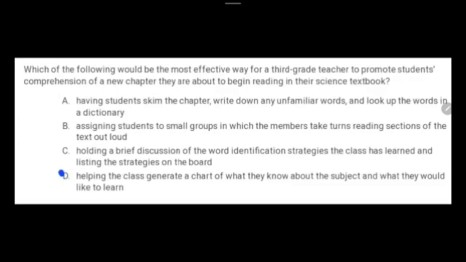Next question: which of the following would be the most effective way for a third grade teacher to promote students' comprehension of a new chapter they are about to begin reading in their science textbook? Option D is the correct answer. Helping the class generate a chart of what they know about the subject and what they would like to learn. Option D is the correct answer.